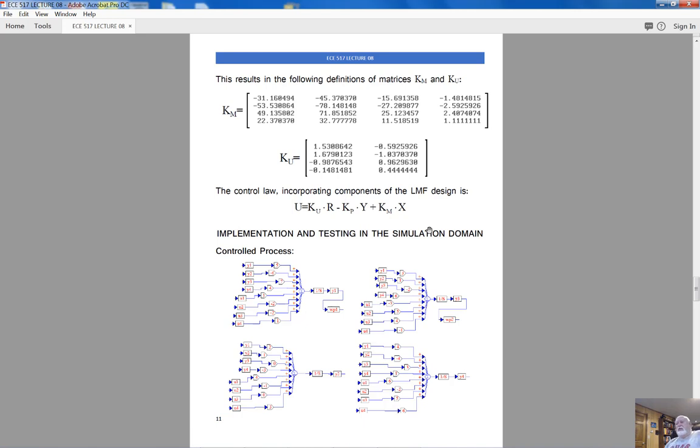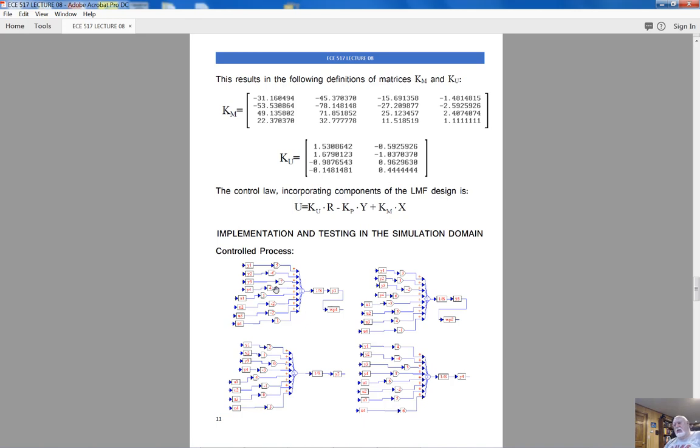Again, the control law is defined, but we have to go further. We cannot stop at the point when the last formula is written. We have to make sure that we know how to implement the system. And we will implement it in the simulation domain.